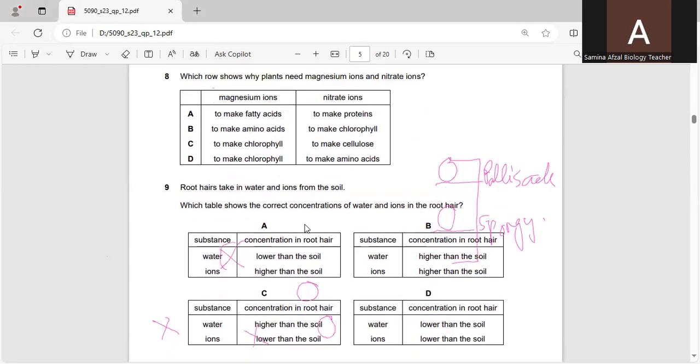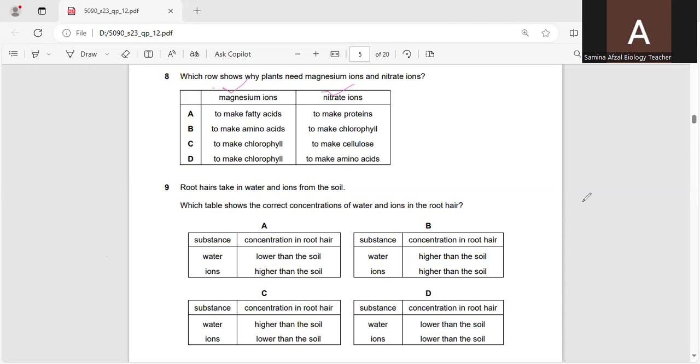Question number 8 is here. First of all, I am going to read the statement. Which row shows why plants need magnesium ions and nitrate ions? Very straightforward question. Magnesium ions are needed to make chlorophyll. Nitrate ions are needed for proteins. So I am going with the statements.